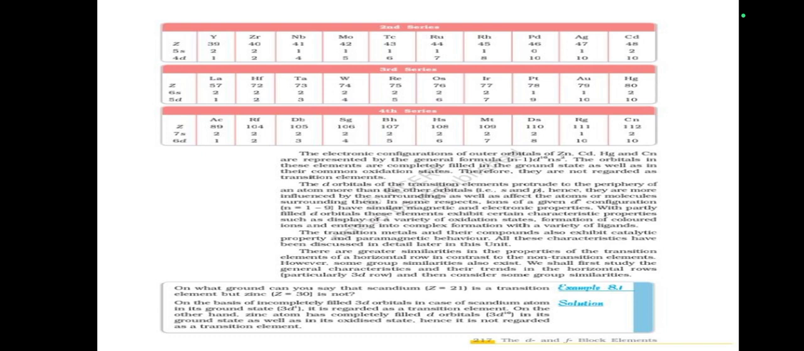There are greater similarities in the properties of the transition elements of a horizontal row in contrast to the non-transition elements. However, some group similarities also exist. We shall first study the general characteristics and their trends in the horizontal rows, particularly 3d rows, and then consider some group similarities.